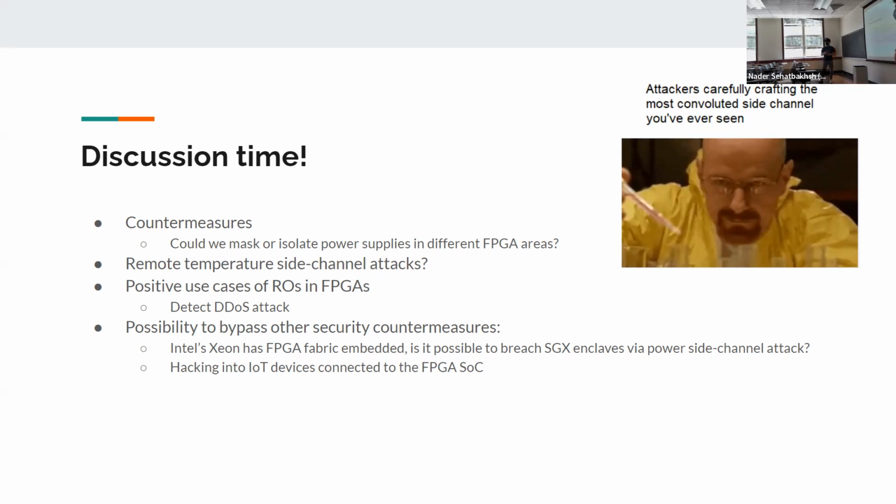And also, if we were to remove all the ring oscillators in the FPGA, there are actually some positive use cases of ring oscillators. For example, we can try to detect DoS or DDoS attacks. And also, because Intel has bought Altera and AMD has bought Xilinx, they are trying to embed FPGAs in their own systems on chip so that they can do more. So Intel Xeon has FPGA fabric modules, and we are wondering if it's possible to break the SGX enclaves provided by Intel through this power side channel attack.